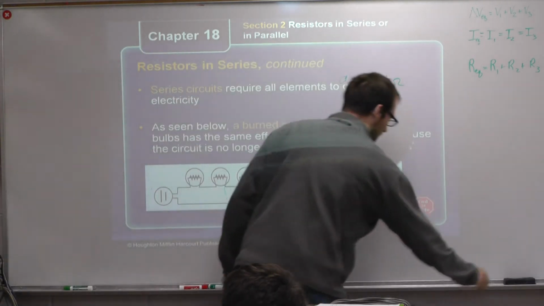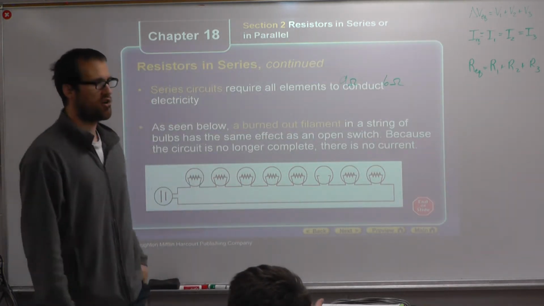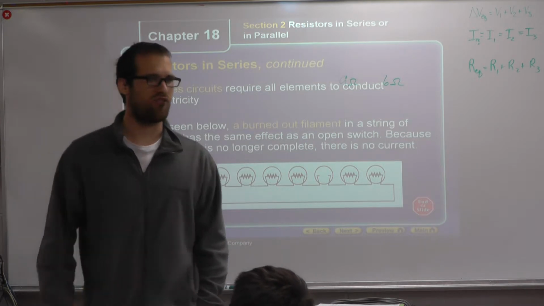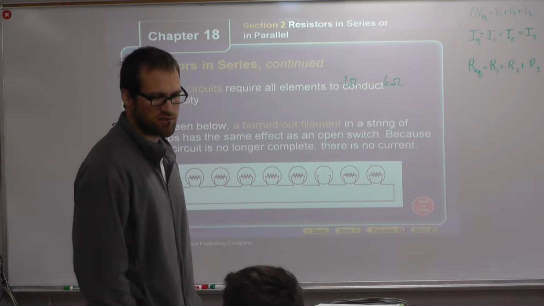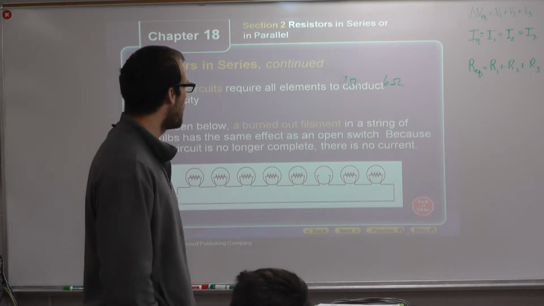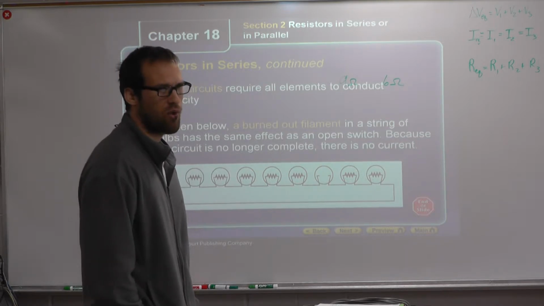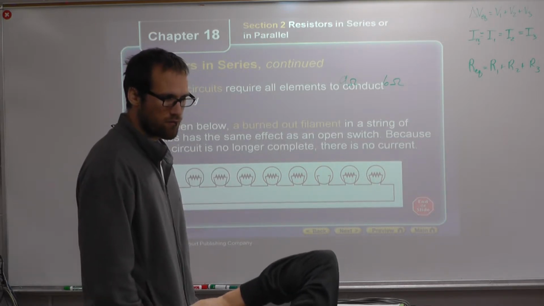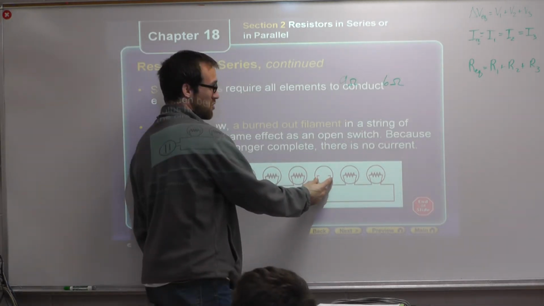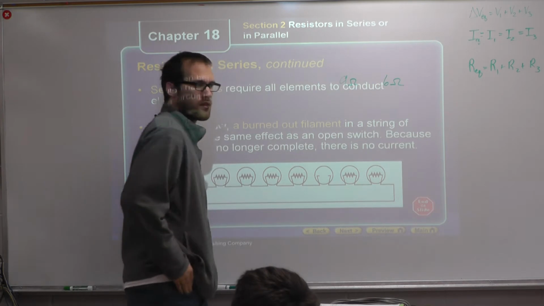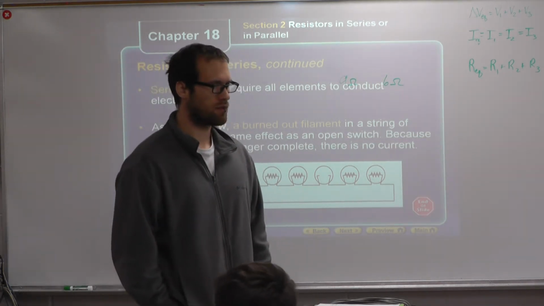So with series, since there's only one direction that current can flow, if some light bulb in that series circuit burns out, what essentially happens is all of the lights will turn off. Why? You essentially just created an open circuit. There's your switch. So a short circuit. Is that? Okay. Wait, never mind. That's not a series. There's no resistance.